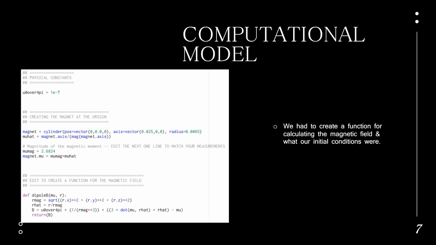Now for the computational model, we had to create a function for calculating the magnetic field and what our initial conditions were. As you can see here, I created the magnetic field function below, utilizing the same point charge formula that we had in the fundamental principle slide.